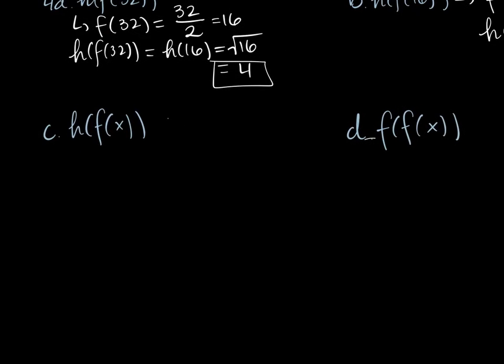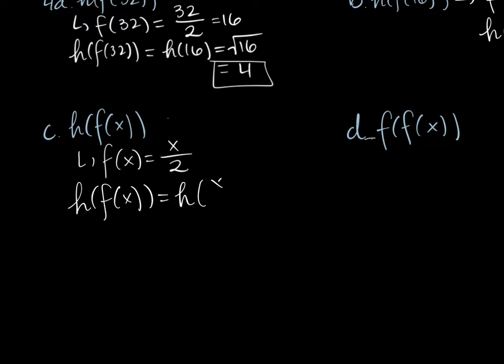Let's look at another one, where we don't get a value out. Let's say instead we get an equation. So in c, we want h of f of x. Let's remind ourselves f of x is equal to x over 2. We sub in x over 2 for f of x in our beginning composition, so we're looking at h of f of x, where f of x is x over 2. Then we sub that into our equation for h. Since we can't have a radical in the denominator, we rationalize, and we get square root 2x over 2.